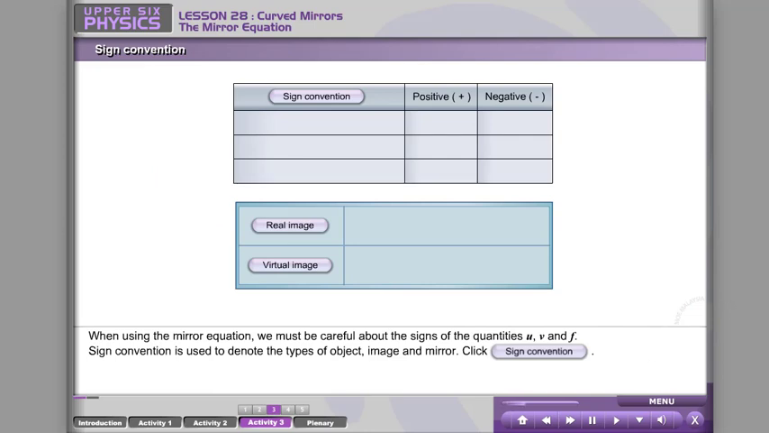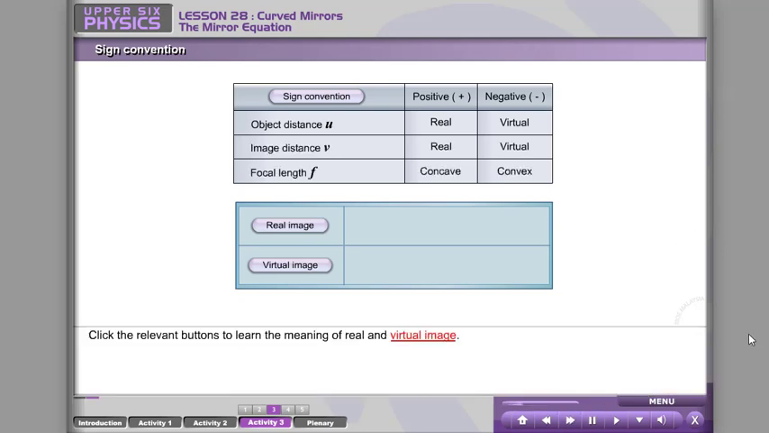When using the mirror equation, we must be careful about the signs of the quantities u, v, and f. Sign convention is used to denote the types of object, image, and mirror. Click the sign convention button. Click the relevant buttons to learn the meaning of real and virtual image.